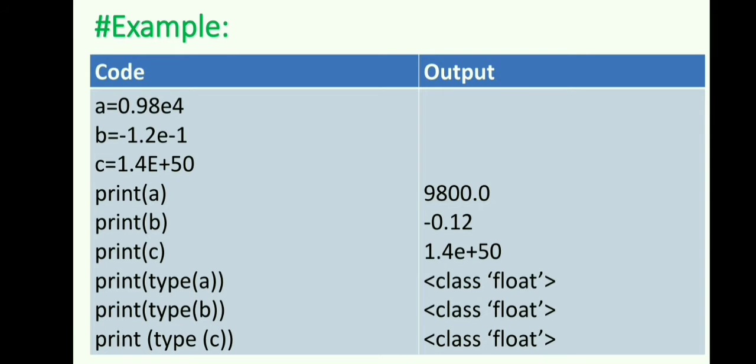The floating point number data type is represented by the float class in Python. If your number is either very large or very small, then the output will be displayed in exponential notation. Otherwise, the output will be displayed in general form, not in exponential notation. For instance, in our example, 0.98e4 will be displayed in general form, whereas the number 1.4e+50 will be displayed in exponential notation.